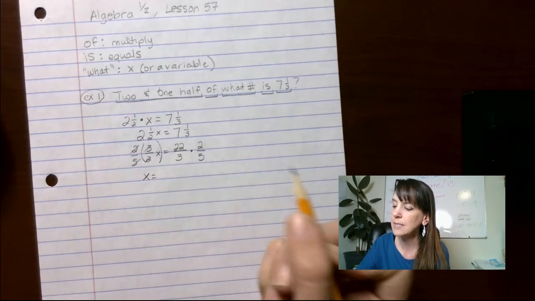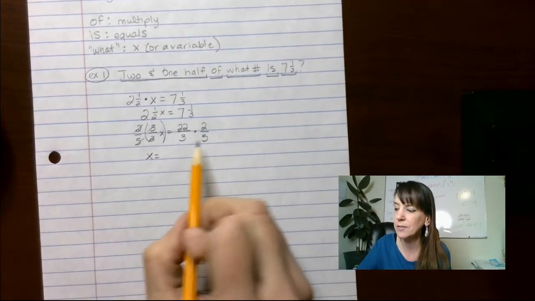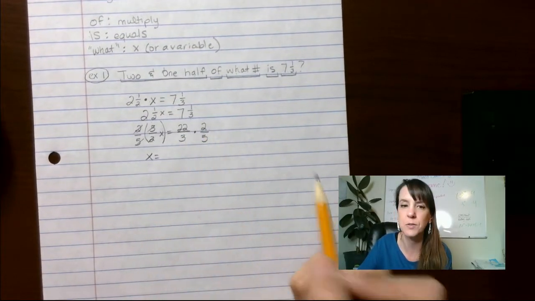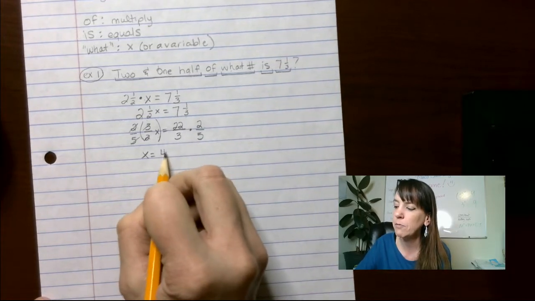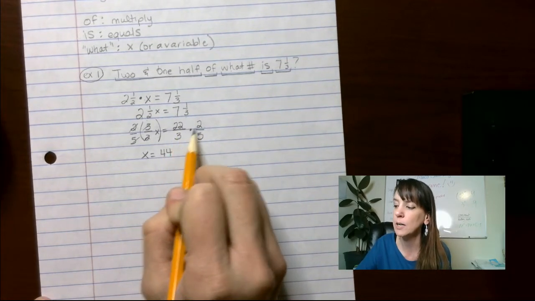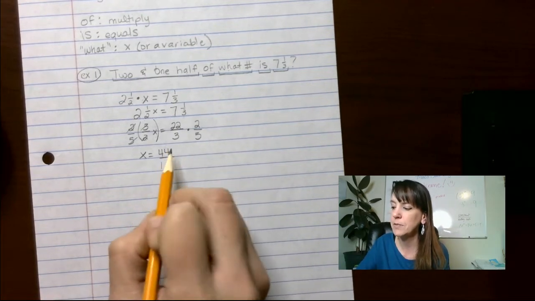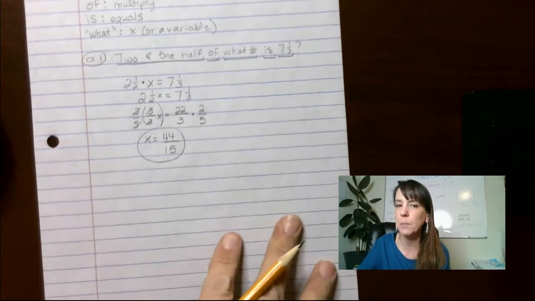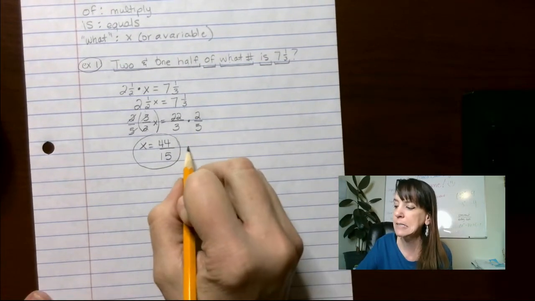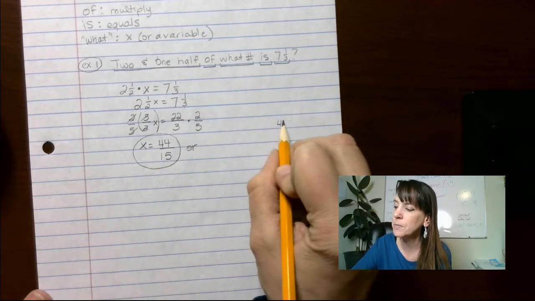So we end up with X equals, it doesn't look like I can cross cancel anything there. No 3s or 5s in those and no 2s in the bottom. So what I end up with is 44 on top because 22 times 2. And then on the bottom I have 3 times 5, which gives me 15. So that would be our answer. You can leave it as an improper fraction or you can turn it into a mixed number, which is going to give me 15. So let's do some side work here.